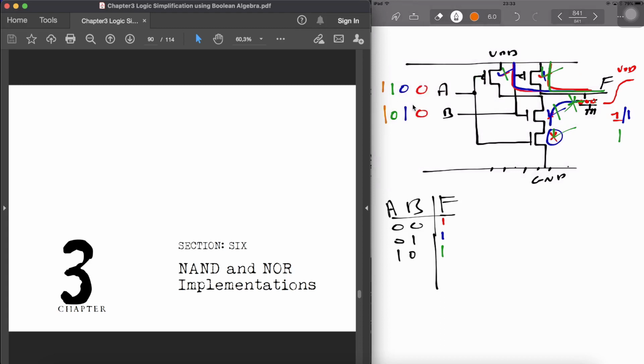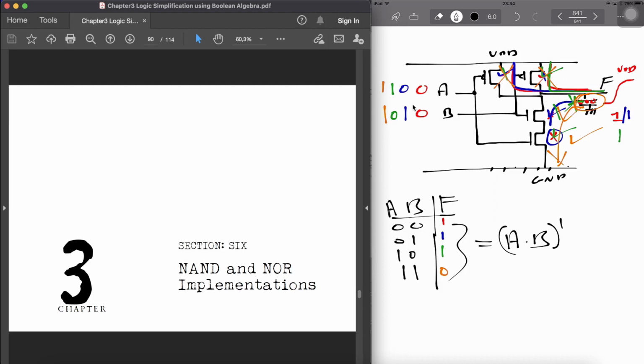And let's try the last condition, which is 1, 1. When it is 1, 1, these two PMOSes are off, these two NMOSes are on, and nothing will charge the capacitor, but the charge on the capacitor will be discharged to the ground. So that means the 1-1 condition will be 0. So what's this function? This function is the opposite of AND, which is known as the NAND function.